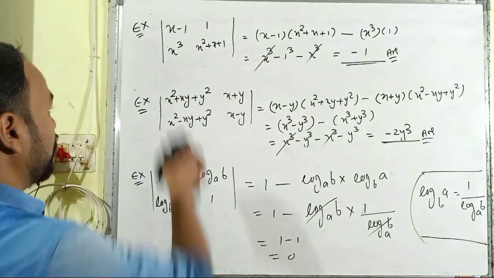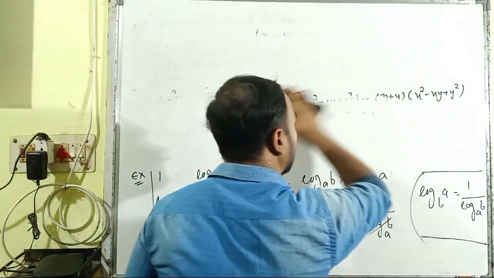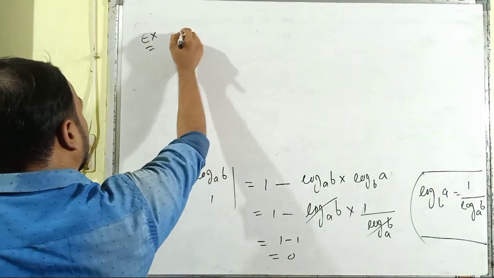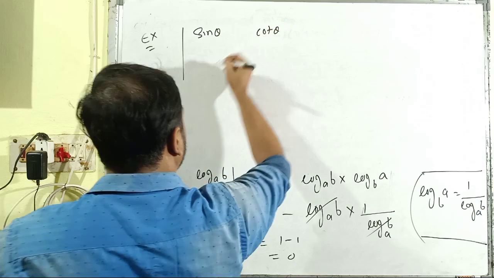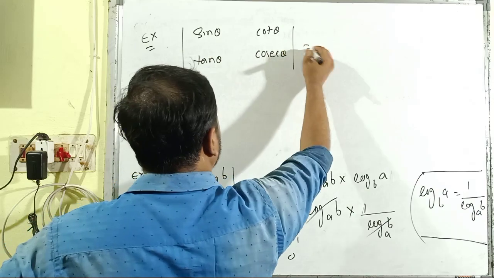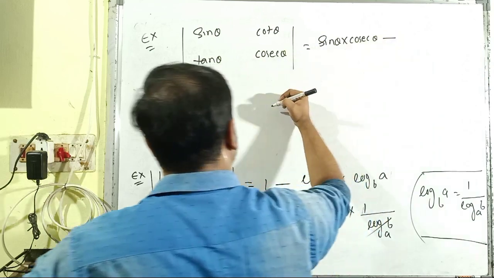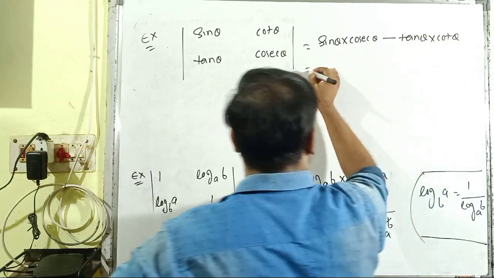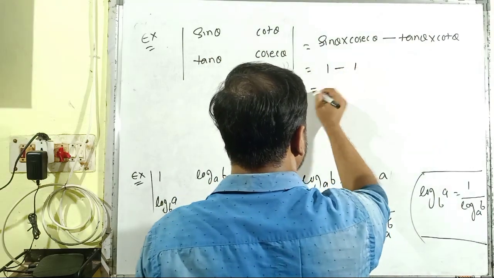Then let us take another example. Suppose I have taken here the determinant of sin theta, and here it is cot theta, then here it is tan theta, and here it is cosec theta. According to the procedure, sin theta multiplied with cosec theta, minus the product of upper diagonal elements, that means tan theta multiplied with cot theta. And you know that sin theta multiplied with cosec theta is 1, minus 1, it is 0.